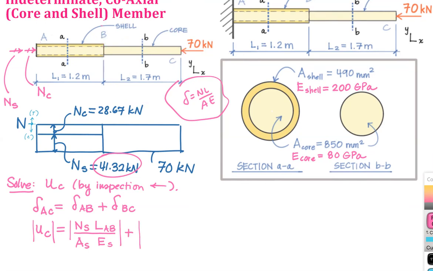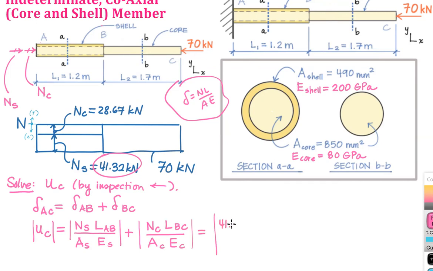So this one's a little more straightforward. I'll do the normal force in the core. I'm worried with the subscripts that I'm going to confuse you, but what I'm referring to is 70 and not 28.67. I'll just leave it like that. Normal force in the core times the length between B and C. In the denominator, I want my area of the core, my modulus of the core, like that. Okay, after this, we just plug values in.